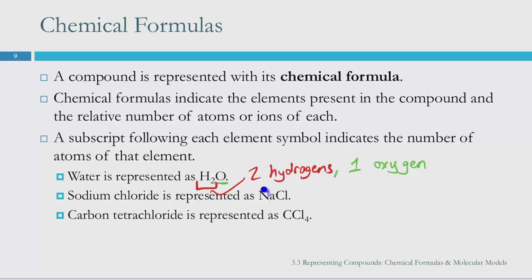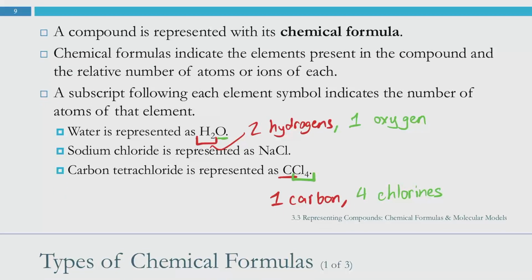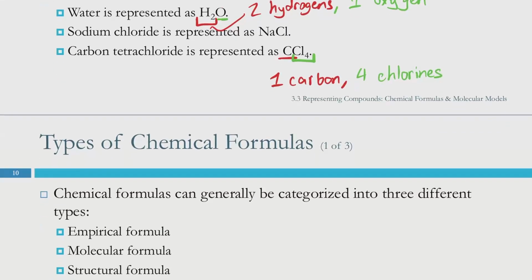Sodium chloride is represented as NaCl. So we've got 1 sodium, 1 chlorine. Carbon tetrachloride, CCl4, we've got 1 carbon, and we've got 4 chlorines. So that's one way that we can represent a chemical formula, is writing them out. That's usually how we'll see our chemical formulas represented.